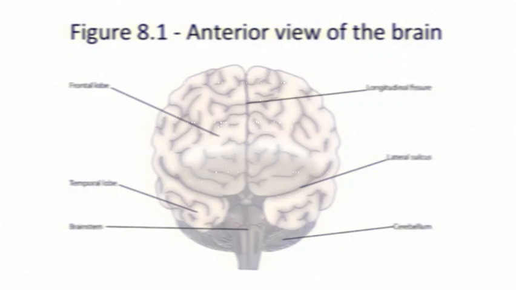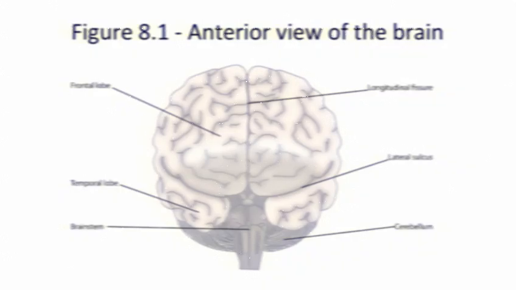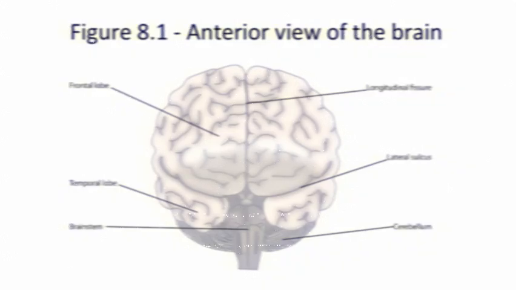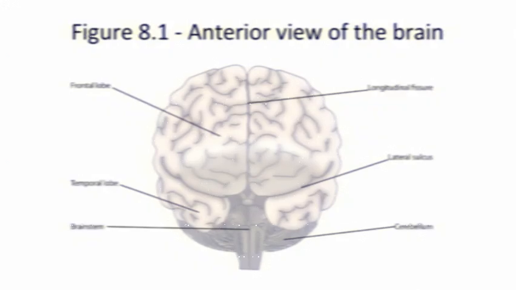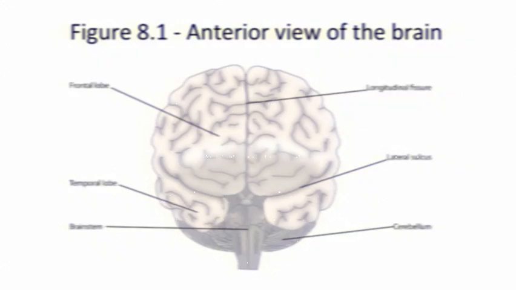This is figure 8.1 from your text, which is an anterior view of the brain. First, let's go over the major grooves of the brain. These are also called fissures or sulci, and there are 4 major grooves that you need to be familiar with for Step 1. These include the longitudinal fissure, the lateral sulci, the central sulci, and the parieto-occipital sulci. Let's look at each of these now.